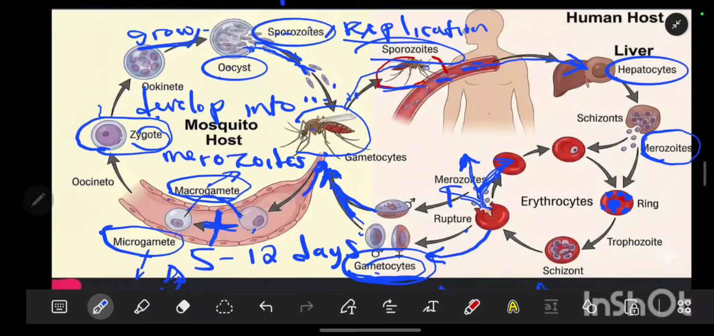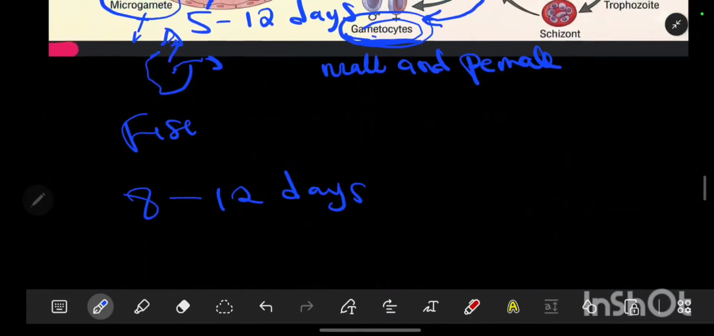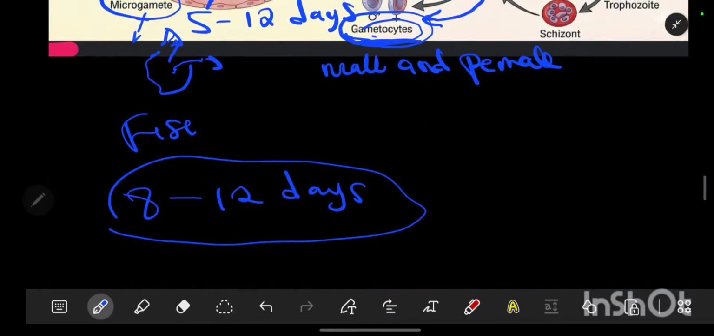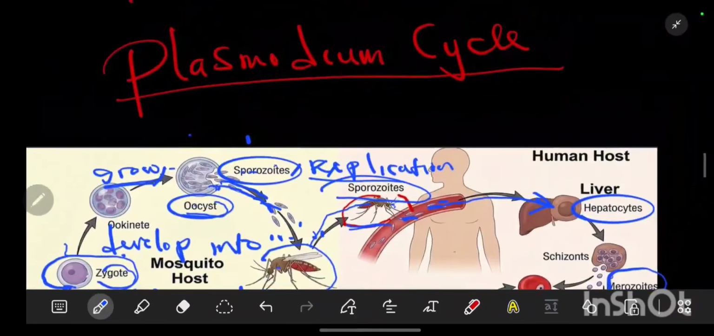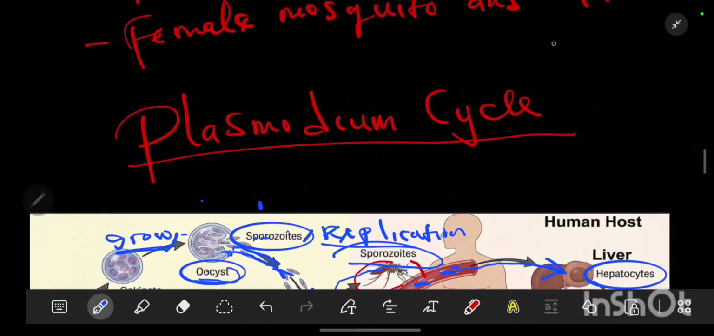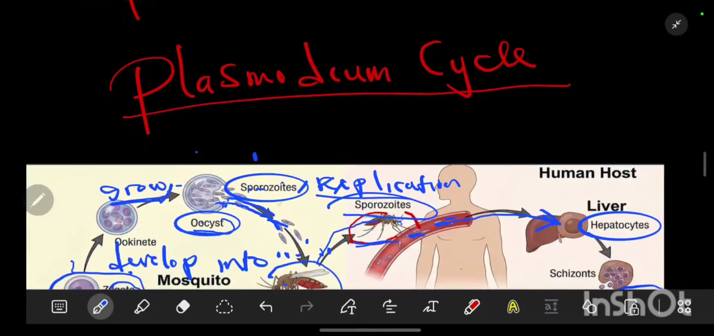From the zygote will develop an oocyst. The oocyst now will release what we are going to call sporozoites after a period of 8 to 12 days. So that is it for the Plasmodium cycle. And the sporozoites will just move to the saliva of the mosquito.